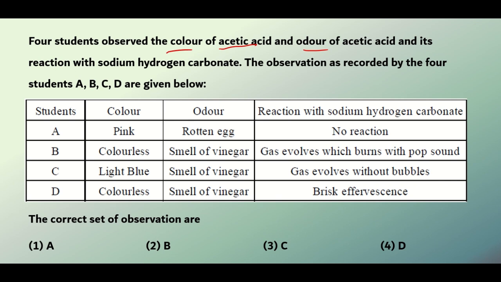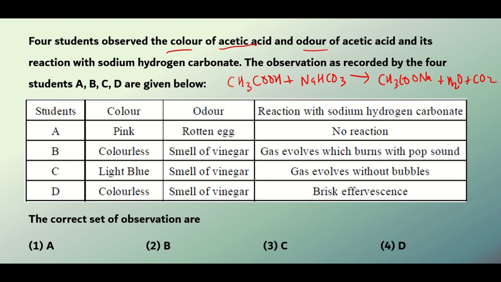Now, it is best to do the reaction part first, as we may not know the color and odor of acetic acid. So, acetic acid is CH3COOH. Its reaction with sodium hydrogen carbonate or sodium bicarbonate, NaHCO3, is the classic example of an acid reacting with a carbonate. We'll get a salt, CH3COONa, sodium acetate, plus we'd also form water plus carbon dioxide.